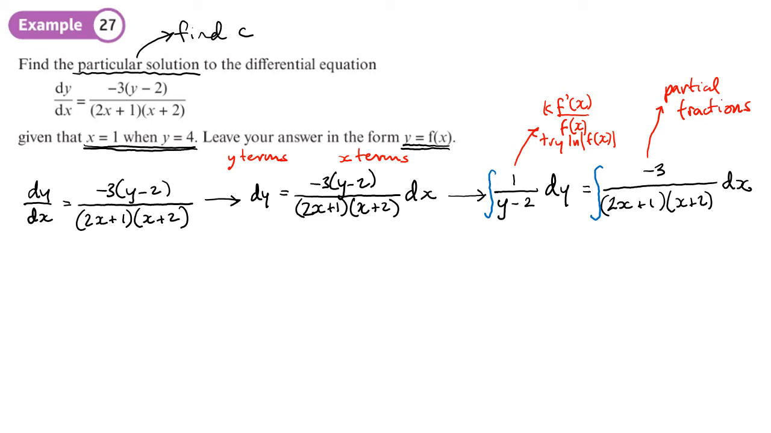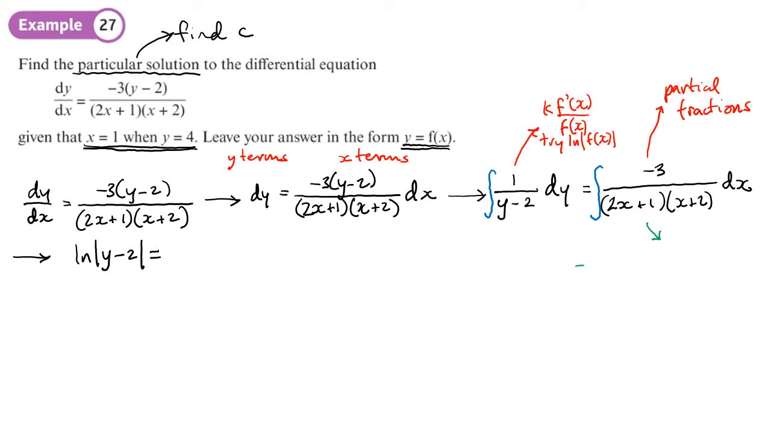Right, so the left side is the easy bit to do. If I try log of the bottom, so natural log of y minus 2, and differentiate that to work out what I get, I do get 1 over y minus 2, so that's fine. No adjustment needed. So on the other side, let's do our working over here, and let's change this to partial fractions.